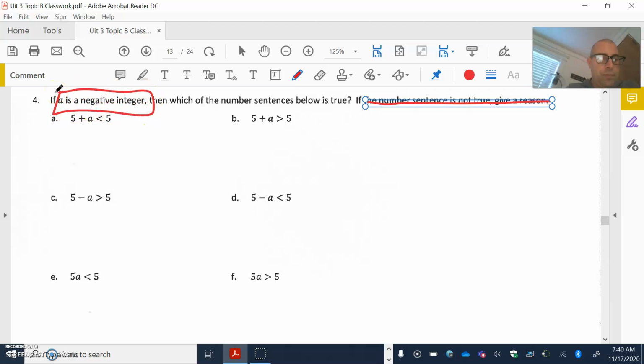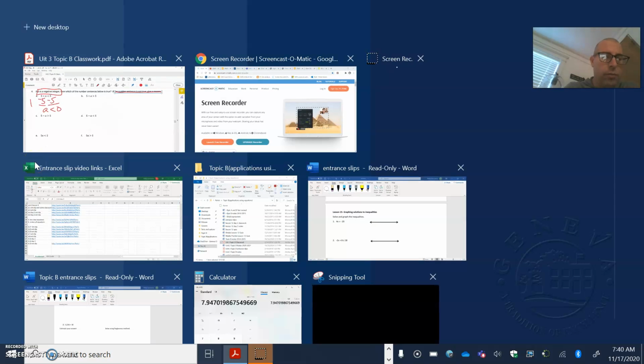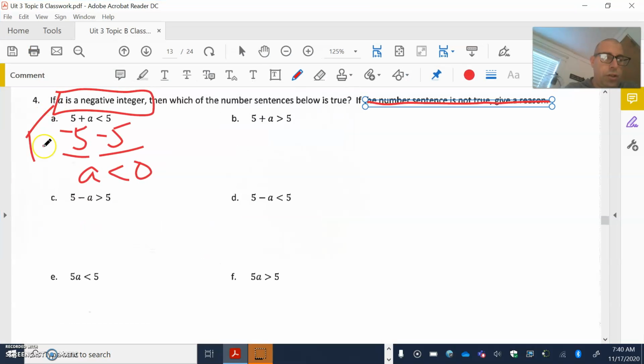Let's look at part A here. To get a by itself, you are going to subtract 5 from both sides. So you're going to get a is less than 0. If a is less than 0, does that mean it's a negative number? Absolutely it is. Then that is true. That's a true statement.